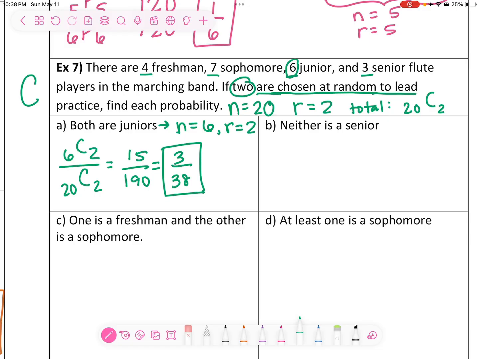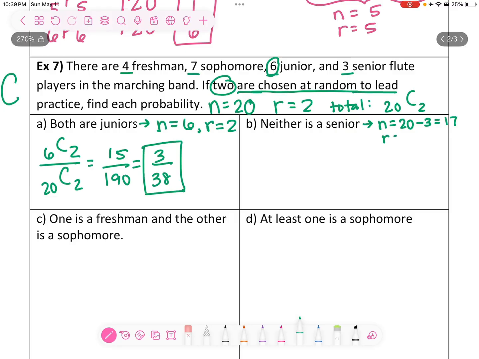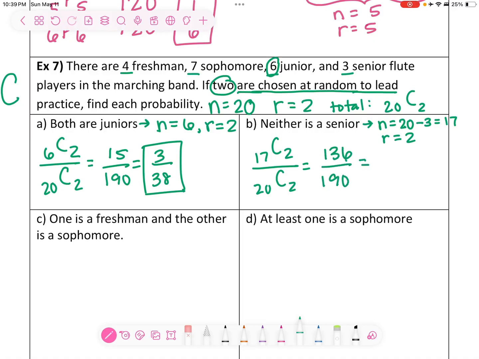All right, couple more. The next one says neither is a senior. So we're looking at neither is a senior. That's not too hard to find. We just take everything that's not a senior. So N, instead of being 20, we're going to do 20 minus the 3 senior flutes, and that's going to be 17. R is still 2 because we're still choosing 2 to lead the practice, right? So it's going to be 17 combination 2 for our desired, and still our total of 20 combination 2. Put these in our calculator, and we're going to get 136 over 190, which simplifies to 68 over 95.